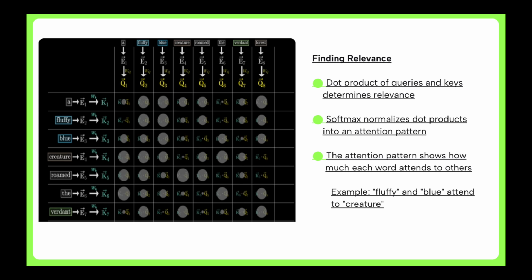Now, with these scores, we get some numbers that are a little hard to work with. So, in order to get easier numbers, we use something called the softmax function. This essentially turns the scores into probabilities, numbers between 0 and 1 that add up to 100% across all of them for each word. This creates the attention pattern, showing exactly how much each word influences the others.